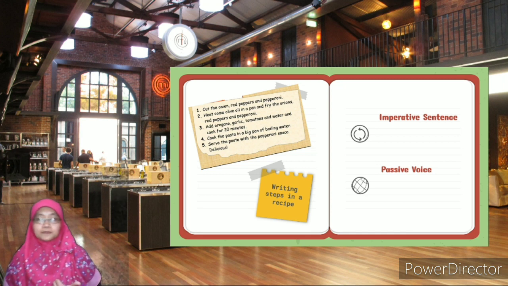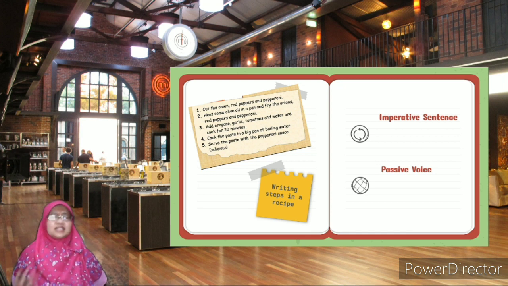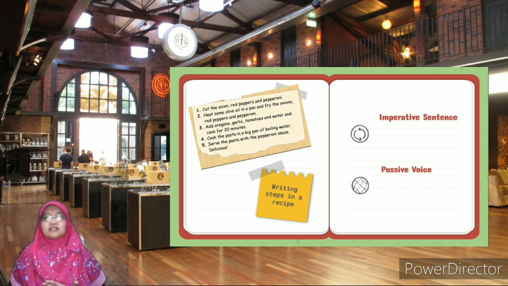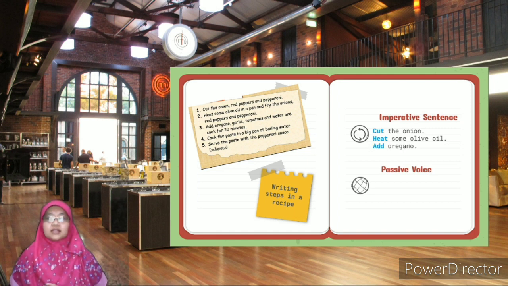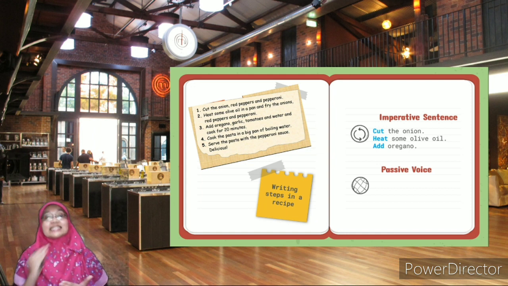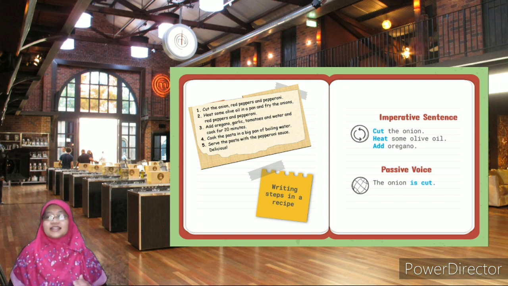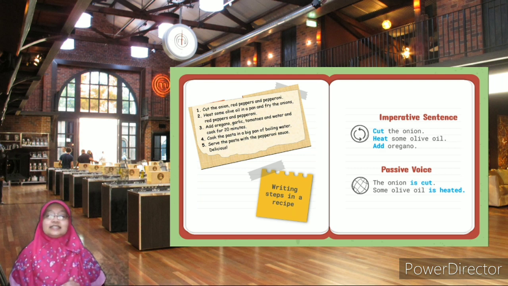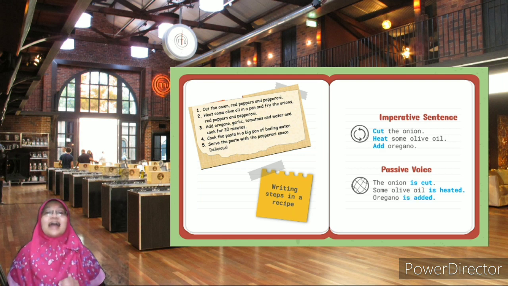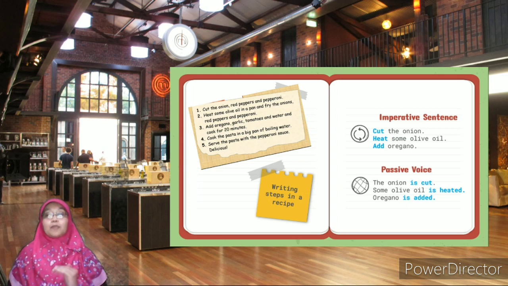So, where's the example of imperative sentence? Now, take a look at this. Cut the onion. Heat some oil. Add the oregano. So, the steps written in that recipe belong to the imperative sentence. And how about the passive voice? Let's take a look at the example. The onion is cut. Some of olive oil is heated. The oregano is added. That is the example of passive voice.